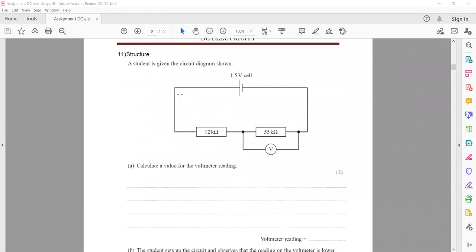In question 11, a student is given the circuit diagram as shown. Calculate the value of the voltmeter reading. So this is a voltage divider circuit. How can we find the value of the voltmeter reading?